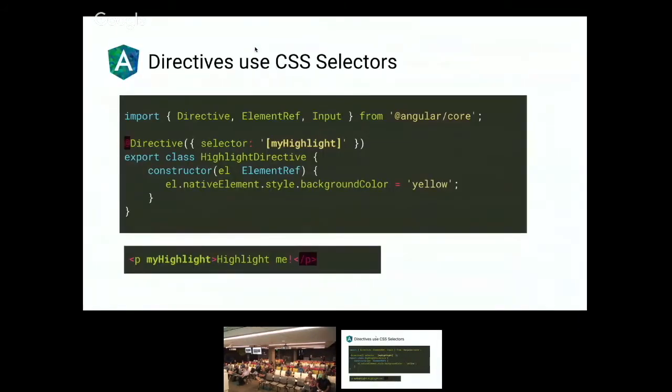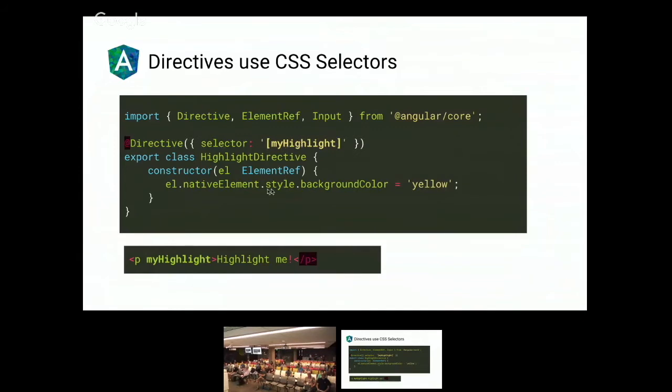So here's an example of a directive. I'm defining this class called highlight directive. Here I have an annotation. This is something TypeScript gives us. This is not JavaScript. We can apply annotations to classes and functions, and that's one of the ways Angular integrates a lot of its functionality. So I'm saying this class is a directive, and this selector is what it'll be used to match to the page.